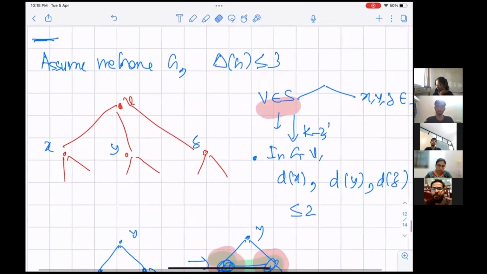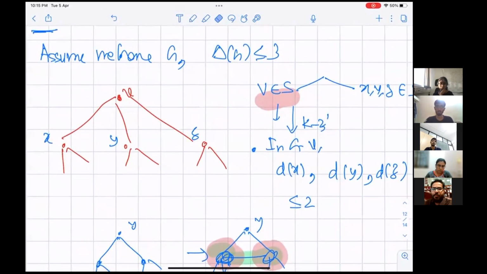I started with a graph of maximum degree 3. Suppose that was my input. But when I fold, the graph may not have a vertex of degree at most 3, no? I could fold because this has degree 2 and I put them together, it could have degree 4. So I might have started with a graph with maximum degree at most 3, but by this operation, I may create a vertex whose degree is more than 3. Is it a bad thing or a good thing? Good thing. Yeah. But if I wanted to maintain an invariant that the maximum degree of this graph is at most 3, then this is a bad thing, right?